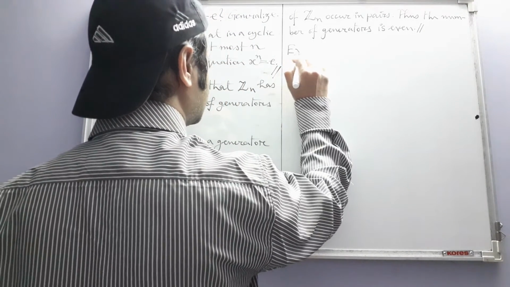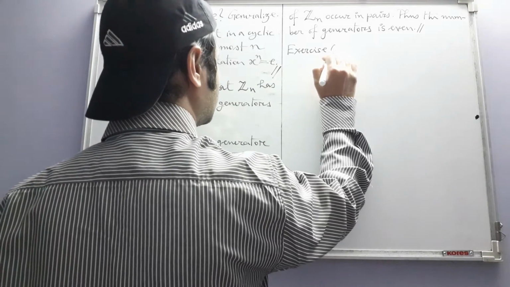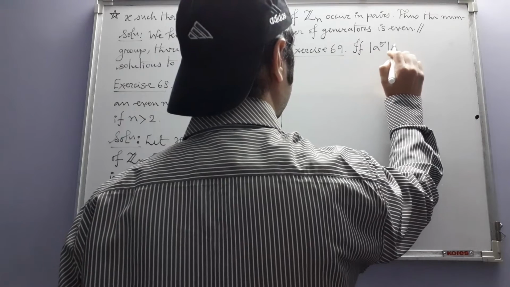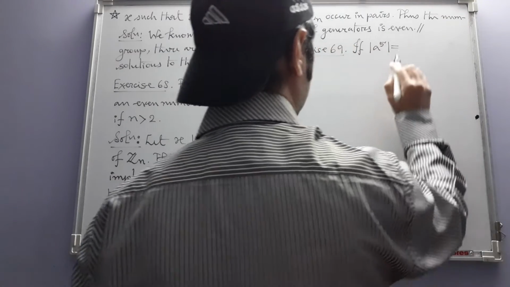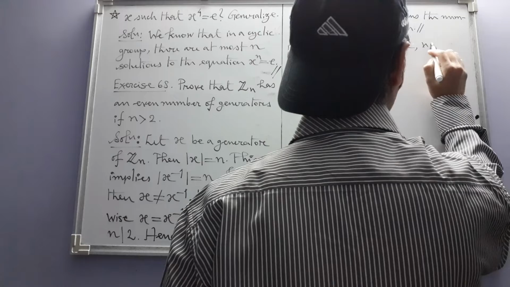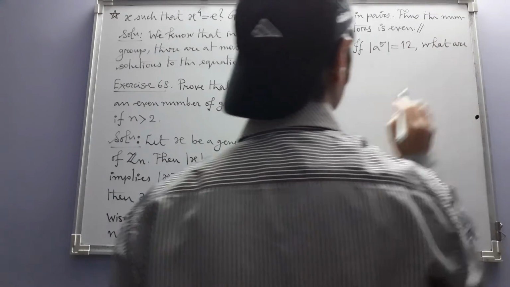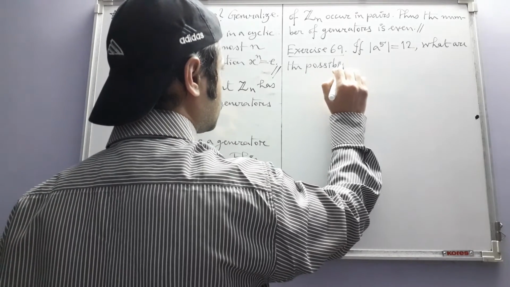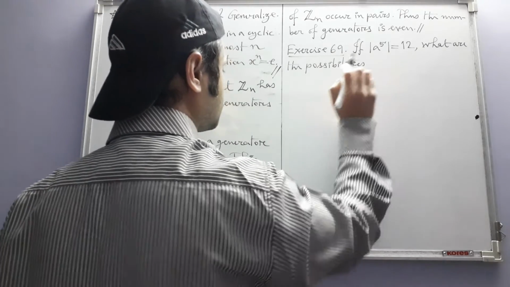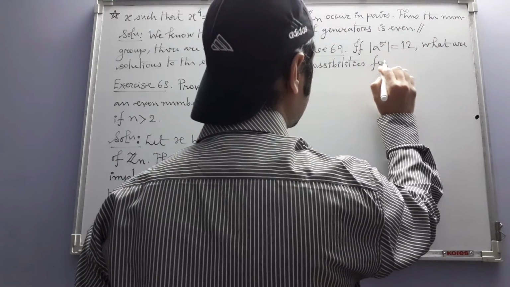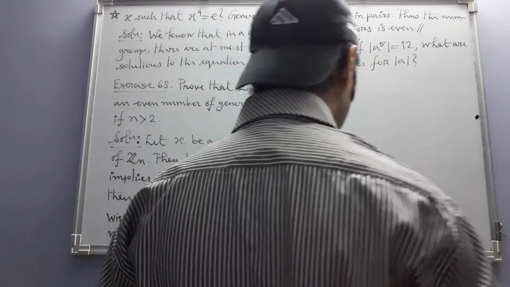And let us solve another one. If the order of a to the power 5 is 12, where a of course is an element in a group, what are the possibilities for the order of a?